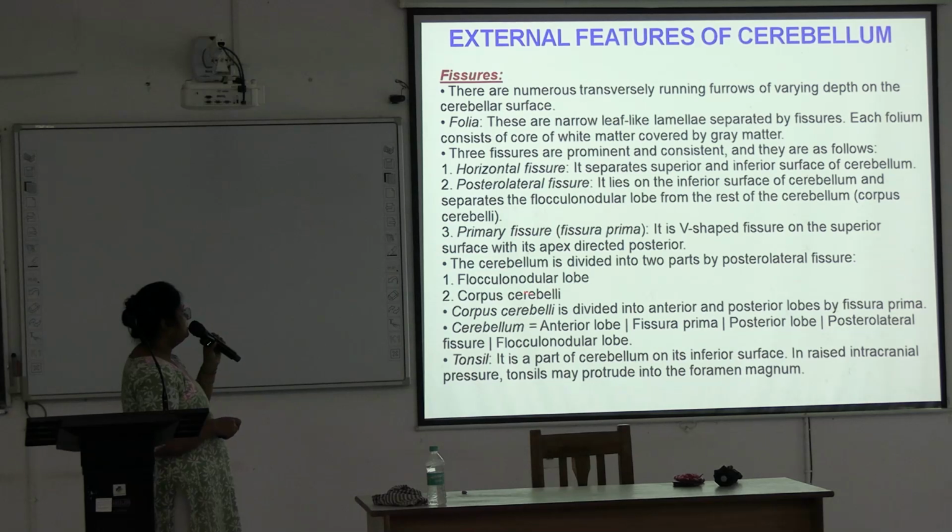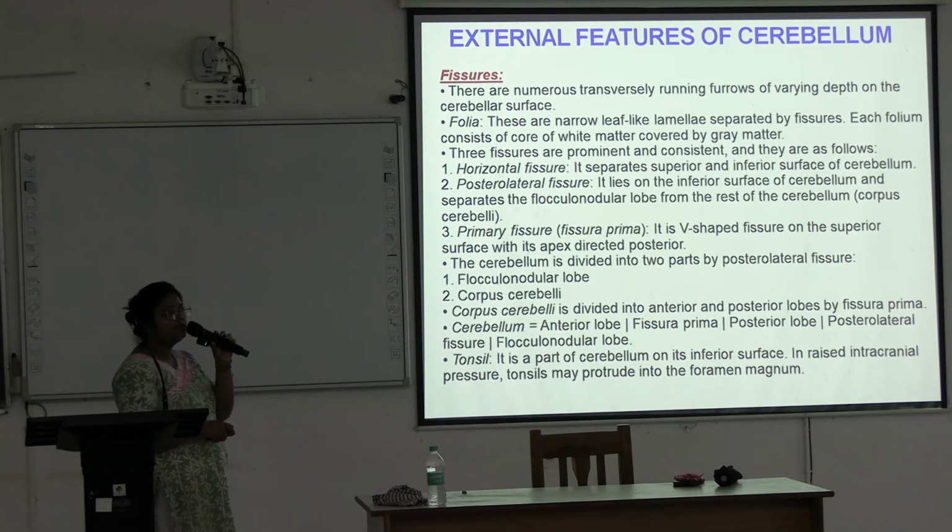The cerebellum is divided into two parts by the posterolateral fissure: the flocculonodular lobe and the corpus cerebelli. The corpus cerebelli is divided into anterior and posterior lobes by the fissura prima.